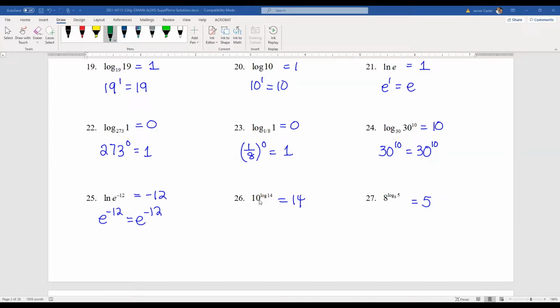Once again, you've got the 10 of this, so it equals the 14 because there's a hidden base 10 on this log right here. Here, you've got 8 of 8, so the power is your solution.